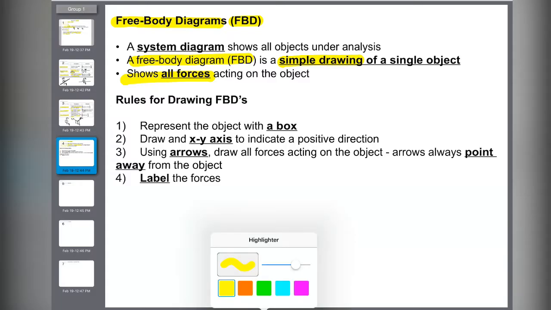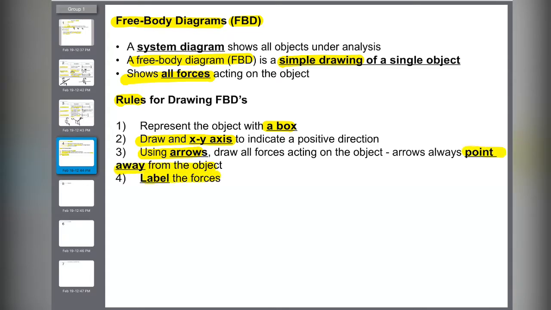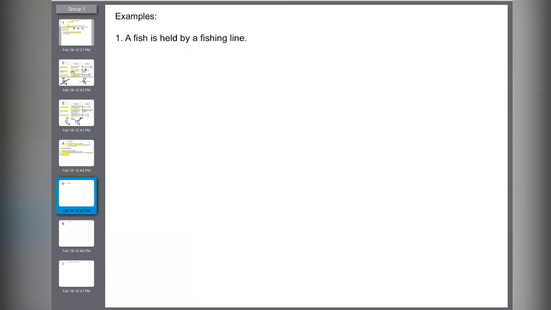Okay, and the rule says you always use a box. You would always draw the XY axis. You will always use an arrow pointing away from the object, and you would label the forces. So let's do the examples together. Okay, so I'm just going to write it at the side, some of the ones that we could have. I have applied force, I have friction, I have air friction, I have force of tension, I have force of normal, and I have force of gravity. Okay, force of gravity is going to be on everything. You are going to put that downwards on everything that you draw.